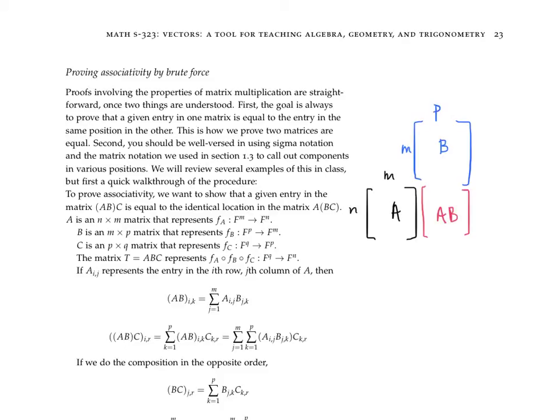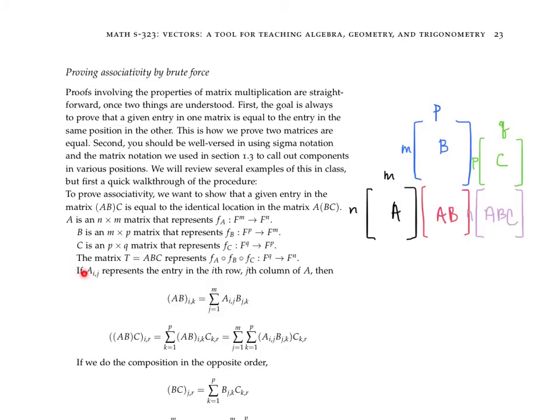And then C is a p by q matrix, which can be multiplied with AB. And so ABC is an n by q matrix. That means that the matrix T, which is the product of A, B, and C, maps from Fq to Fn as noted here. And note that this notation is really important.